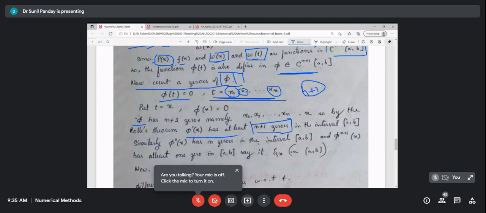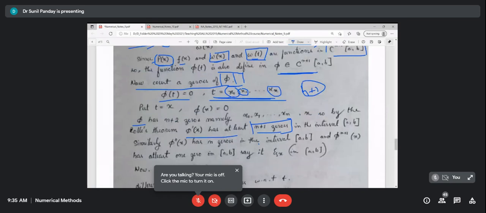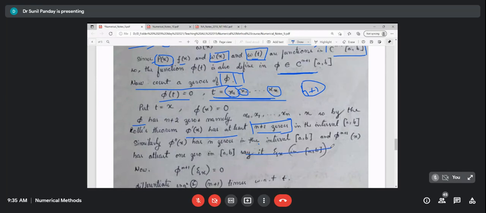And since phi belongs to C^(n+1)[a,b], phi dash is also differentiable. And again, this phi dash has n plus 1 zeros. So again we have n plus 1 points of phi dash, and in between we will get some b1, b2 points such that at those points the derivative of phi dash is also 0. So phi double dash has n zeros, again by Rolle's theorem in the interval [a,b].